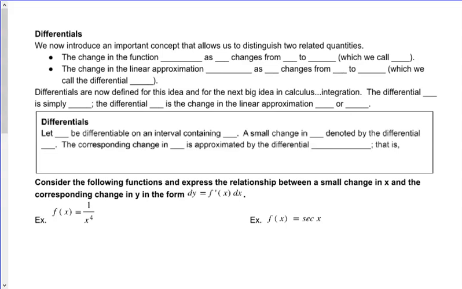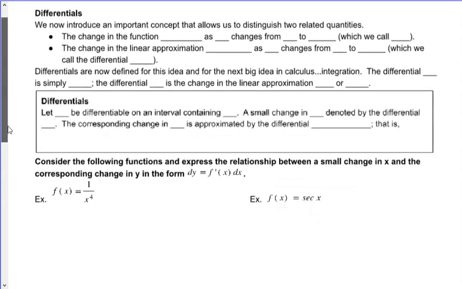Last page. The last page is working with the differentials idea. We will now introduce an important concept that allows us to distinguish two related quantities. The change in the function y equals f of x as x changes from a to a plus delta x, that's what we were just doing, we call that delta y. That's the change in y. Now, the change in the linear approximation, where y equals L of x, as x changes from a to a plus delta x, we can refer to as a differential dy.